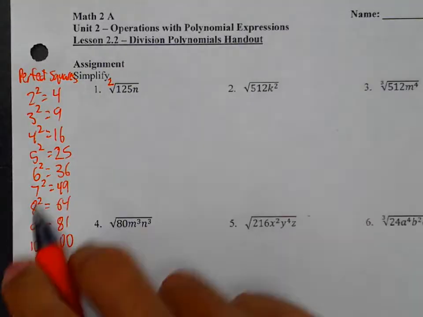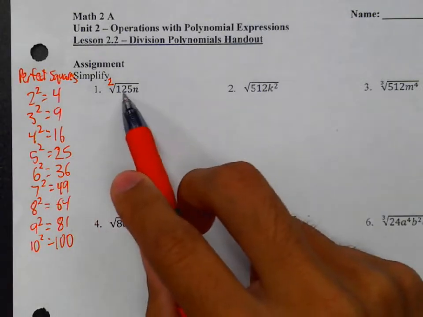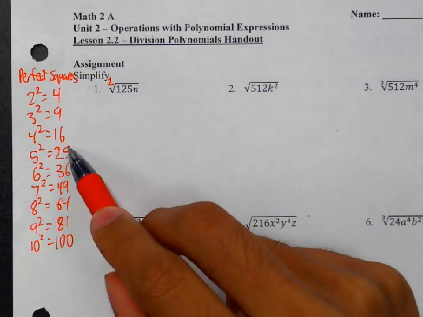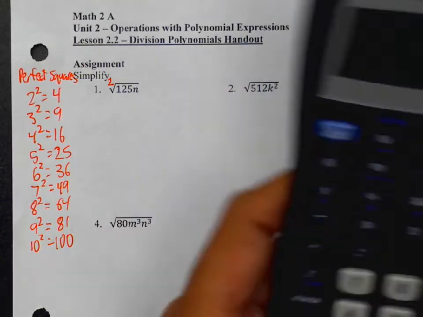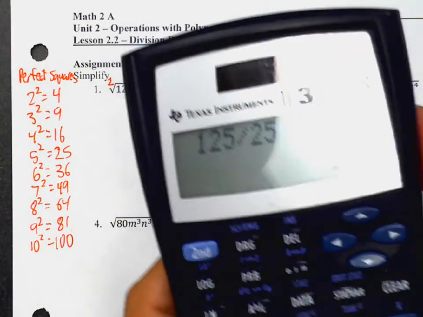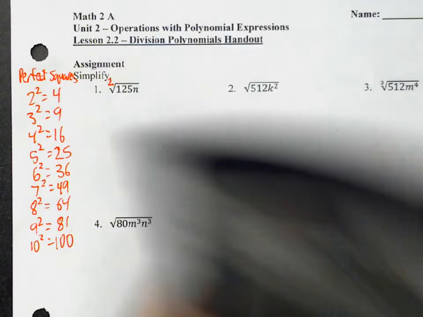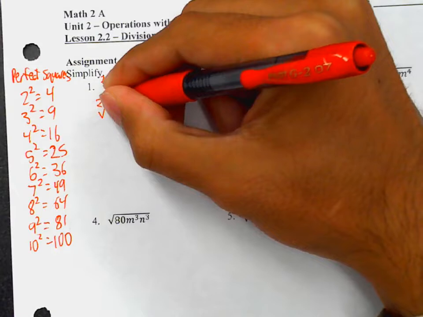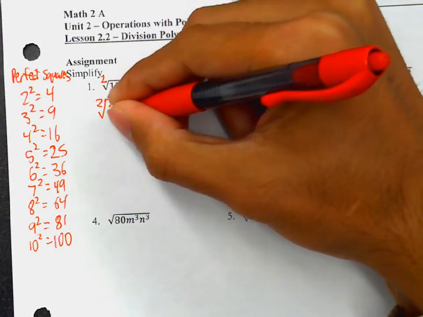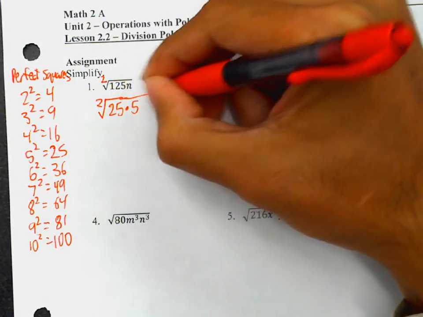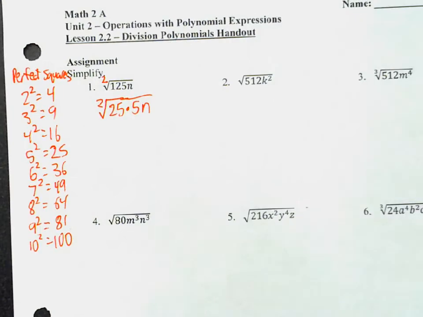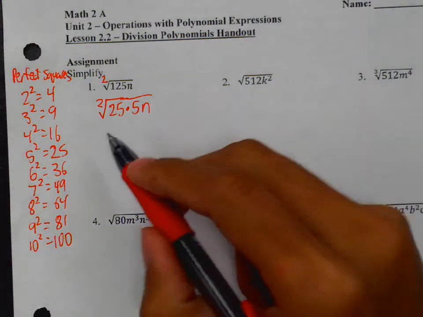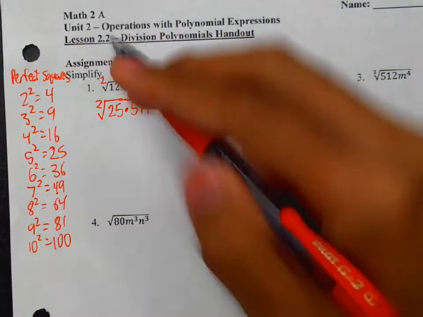Okay, so I want to see if any of these perfect squares are factors of 125. It turns out that 25 goes evenly into 125 5 times. So I'm going to rewrite this radical as the square root of 25 times 5n. I'm going to split up the 125 into 25 times 5. And the reason I would do this is because, as I just showed, 25 is 5 squared.